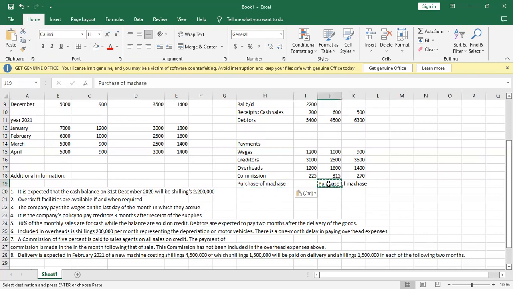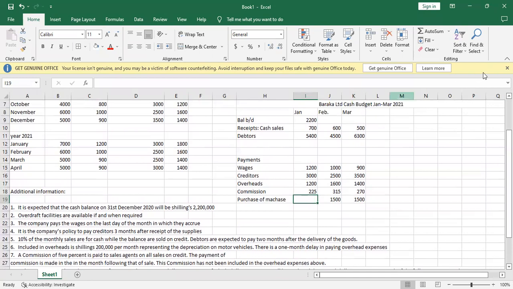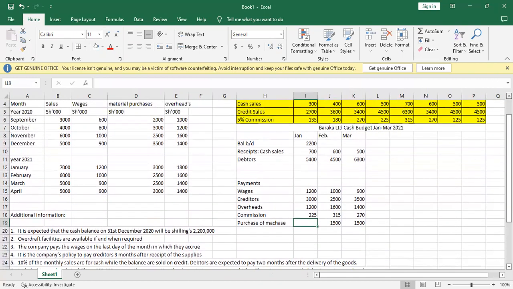So we are purchasing in February, and during the month of purchase we are paying 1.5, and the subsequent month 1.5. So we won't pay anything in the month of January. Our date of acquisition is... I think we are done with the additional information, and there are no other receipts or payments that we haven't accounted for. So this is how the cash budget will look.